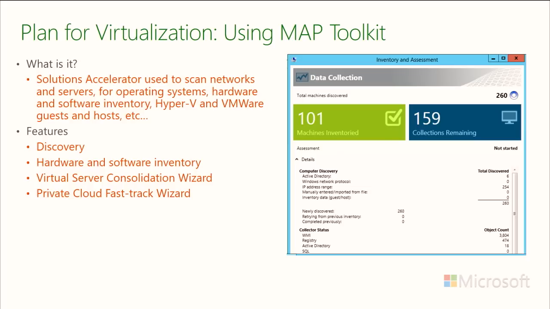Network access. We also have to plan for virtualization. So, using the MAP toolkit, the Microsoft Assessment and Planning Toolkit, you can do things like identify operating systems, hardware, software inventory, Hyper-V and VMware, all through the guest and the host itself, and you can push this out.